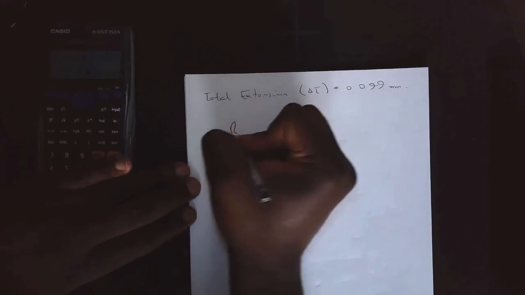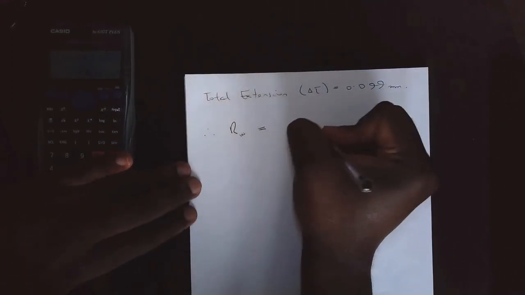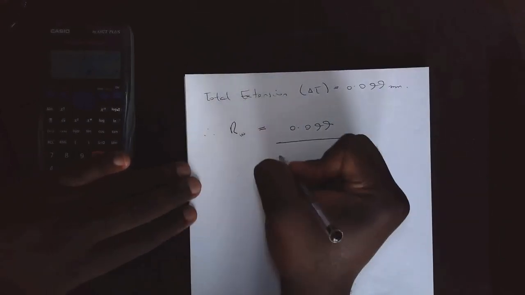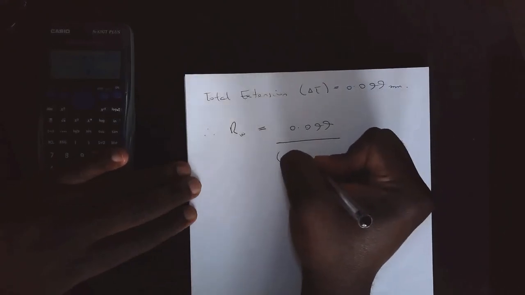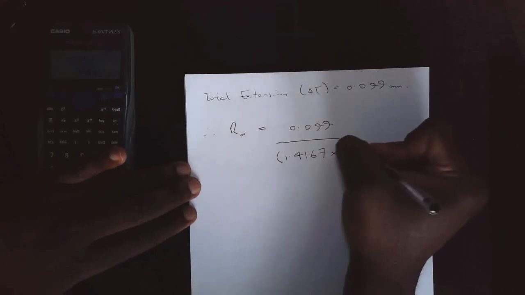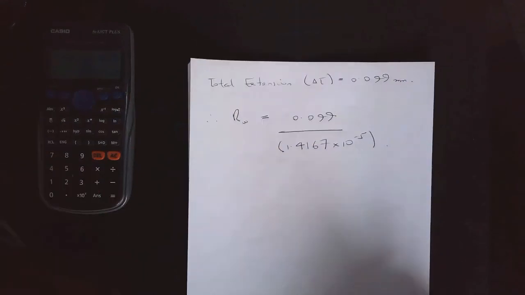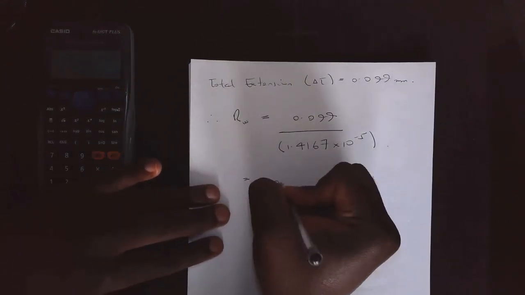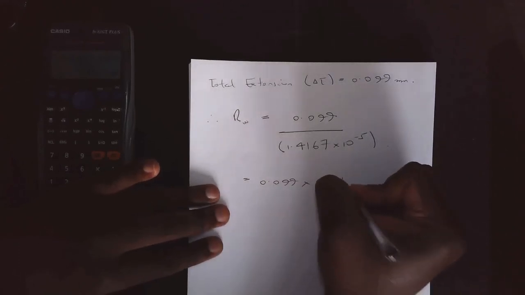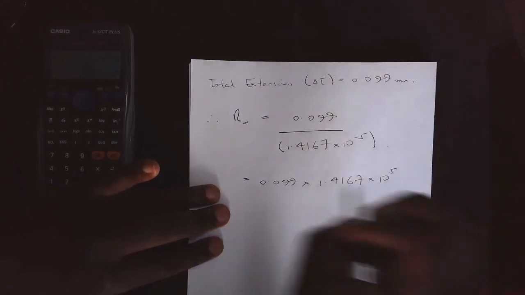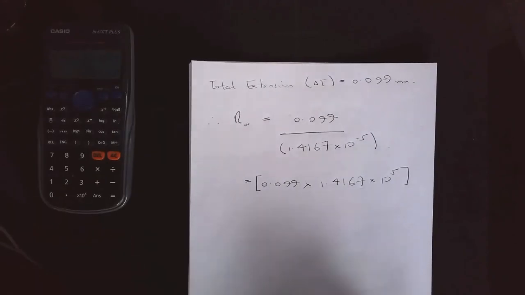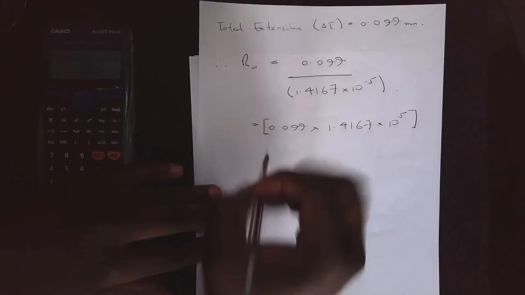So previously we calculated that the total extension delta T is equal to 0.099 millimeters. So therefore, RW is equal to 0.099 divided by 1.4167 times 10 to the power minus 5. Okay? Or alternatively, this is the same as 0.099 times the inverse, 1.4167 times 10 to the power of 5, just relating that to what we know about indices. Either way, you get the same answer.